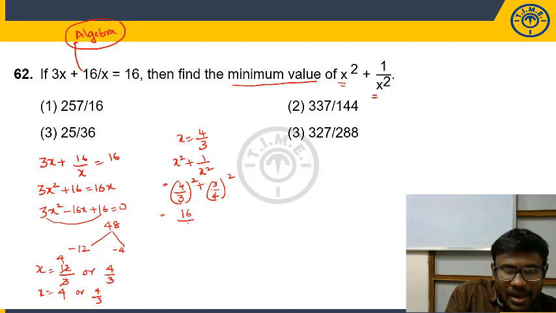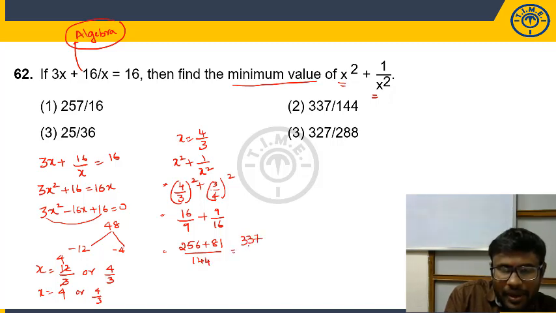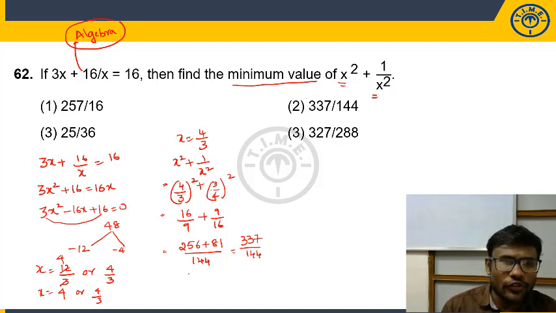So it is 16 by 9 plus 9 by 16. So 16 square is 256 plus 9 square is 81 by 9 into 16 is 144. So obviously it is 337 by 144. 337 by 144. Which option? Your answer is option number 2. Is that clear? Yes. Let us get into the next question.